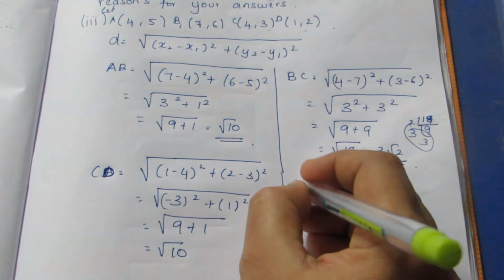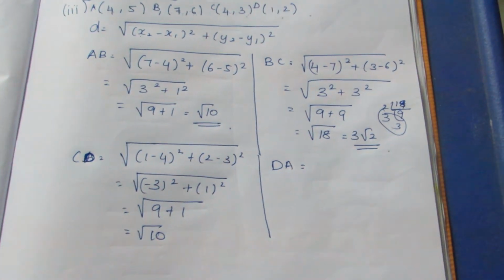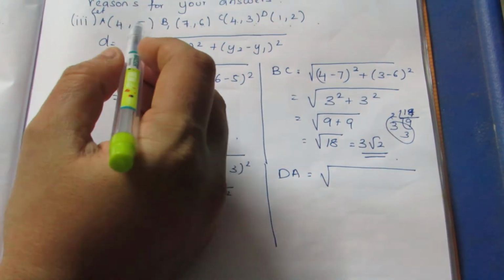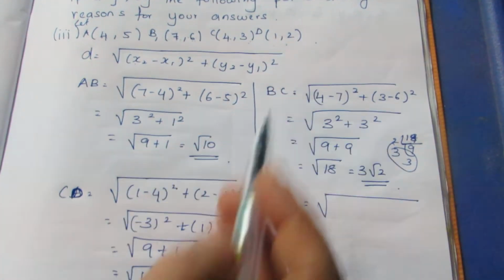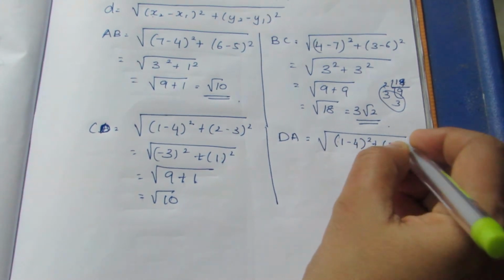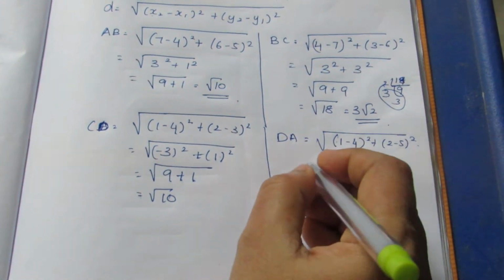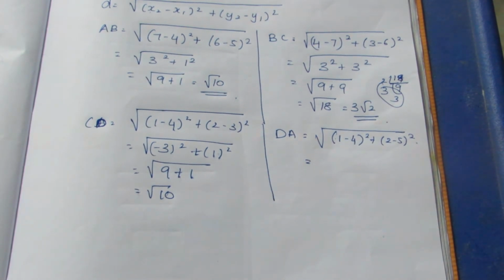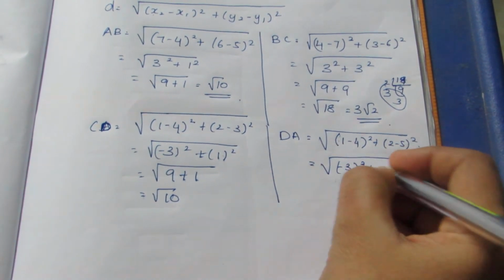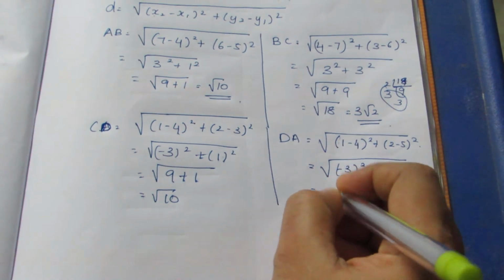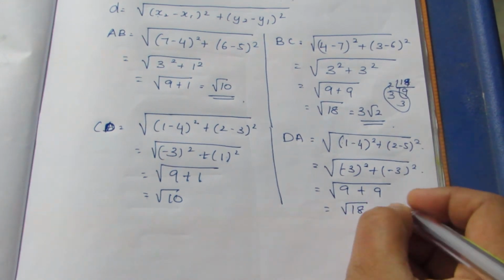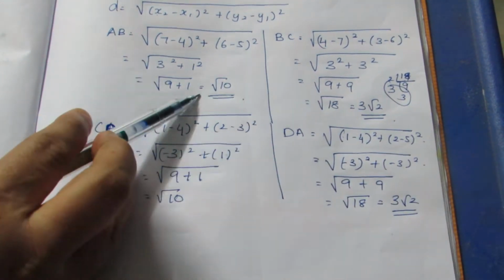We'll find DA. For D and A, I'm going to take D as x1, y1 and A as x2, y2. So directly we can substitute: 1 minus 4 the whole square plus 2 minus 5 the whole square. You can take DA or AD. The distance will be the same if you take the coordinates in the front or back, so there is no change in your answer. So root of 9 plus 9 becomes root 18, which is equal to 3 root 2. If you see, opposite sides are equal.